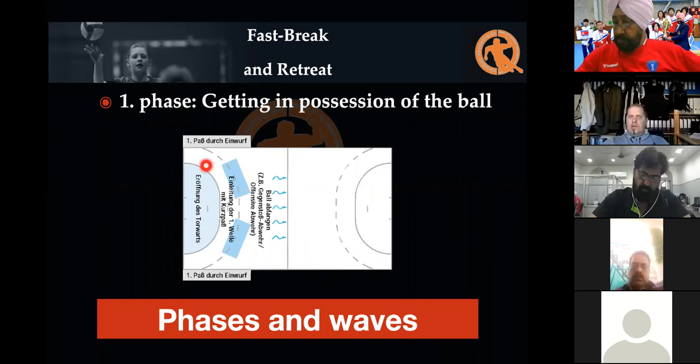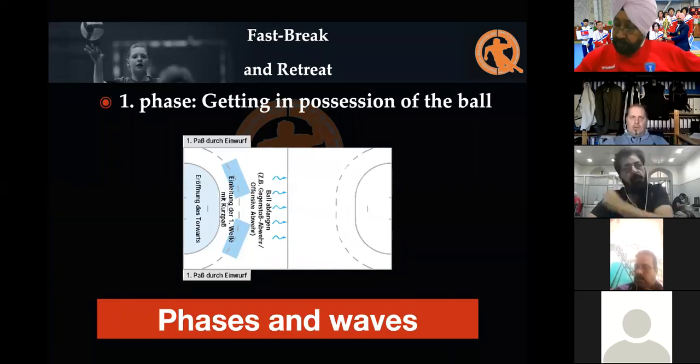Then very quick, a defender, maybe wing defender or half defender, has to run outside, take the ball, step on the line to make it a proper throw in, and then the fast break starts from that area. And depending on how quick the ball is in the game again, the type of fast break is depending.